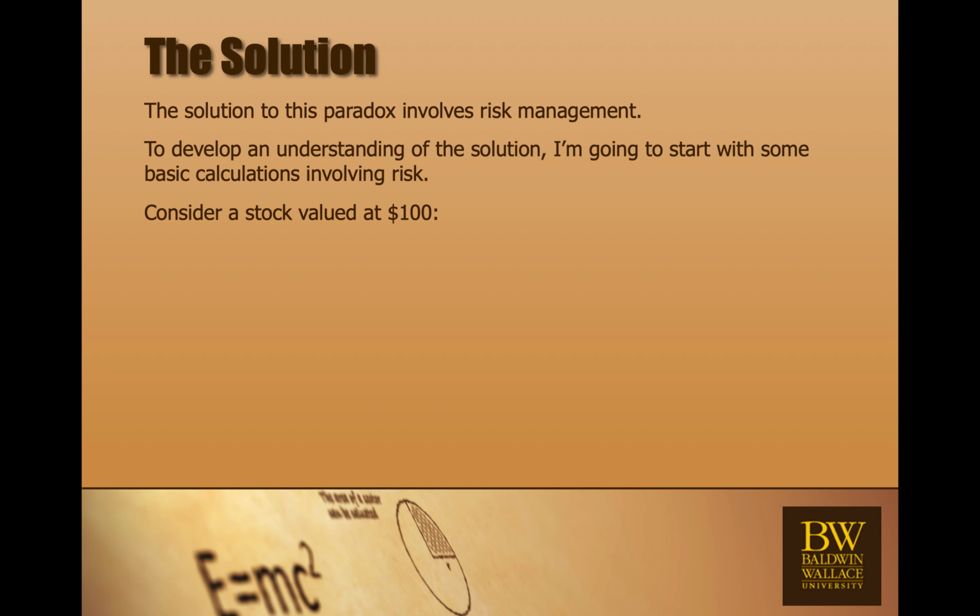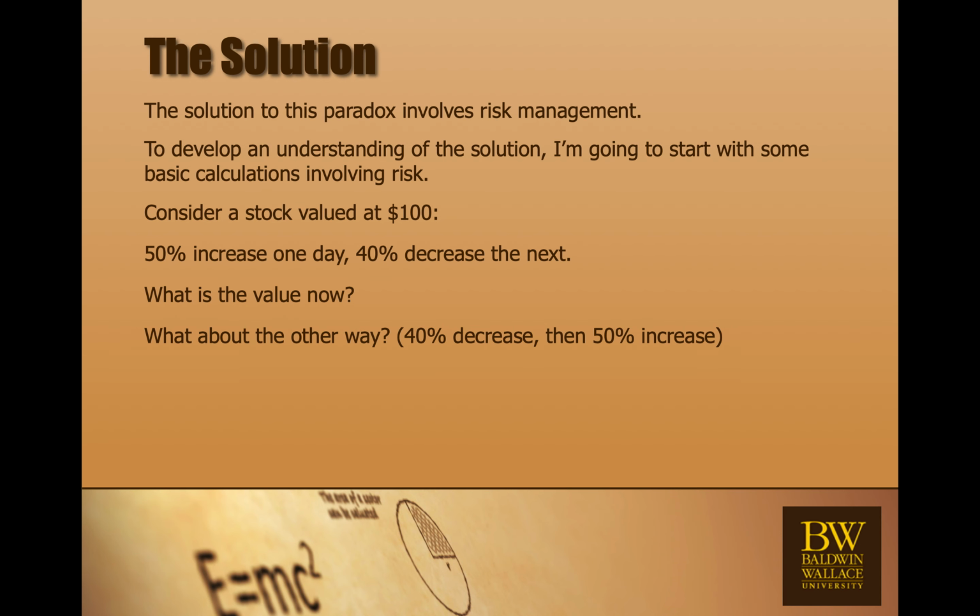An imaginary stock valued at $100. One day it goes up 50%, the next day it goes down 40%. What's the value now? Well, if it's at 100, goes up 50%, now it's at $150. Now it goes down 40%. We have to take 40% of 150. That's $60. So it goes down $60. The new value is $90.